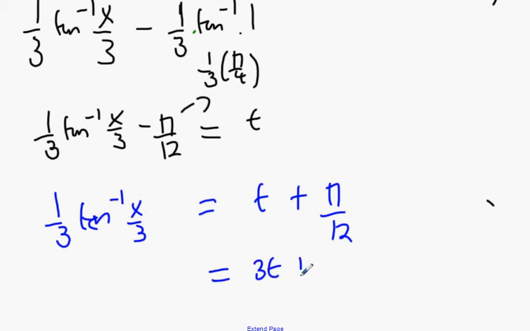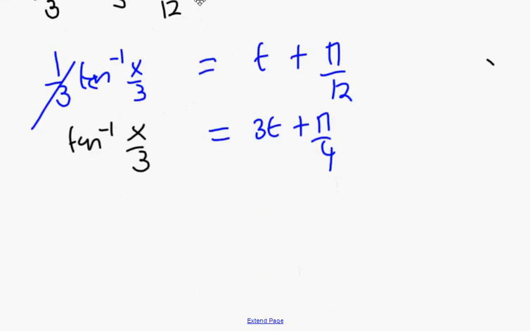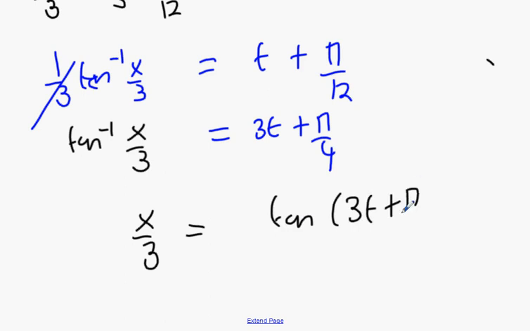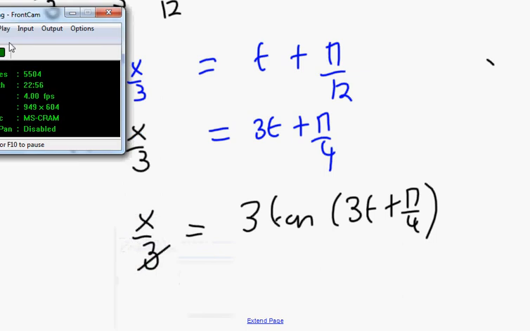And what happens when I multiply this by 3? Pi over 4. Get rid of that third. Tan inverse x over 3. How do I get rid of the tan inverse? Bring it to the other side and turn it into tan. X over 3 turns into tan 3t plus pi over 4. Bring up the 3. Answer is x equals 3 tan bracket 3t plus pi over 4.